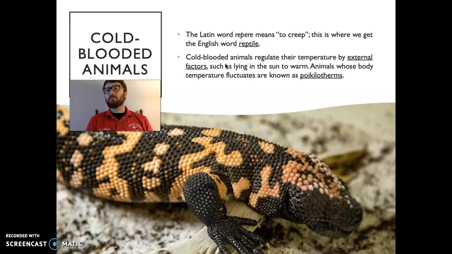And that separates them from us. We do not have to lie out in the sun when we get cold. Our bodies keep us warm unless it gets really, really cold and our bodies can't keep up with warming us. Animals whose body temperature fluctuates are known as poikilotherms, a fluctuating temperature. So it would not be abnormal for you to take a reptile's temperature and for it to be 85 degrees. If we took your temperature and you were 85 degrees, you'd be dead. That wouldn't be good, right?